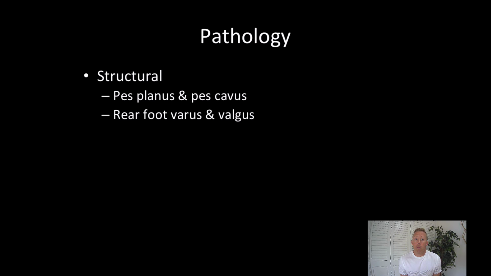Okay, just a quick look at pathology. So I'm going to break this down by different categories. One category is structural, and this can include things like Pes Planus and Pes Cavus. I haven't mentioned these terms, so they probably sound funny to you, but Pes Planus basically means an overpronation of the foot, and Pes Cavus is an overly supinated foot.